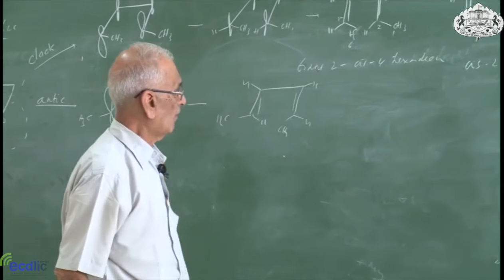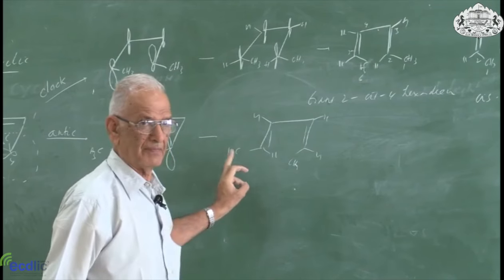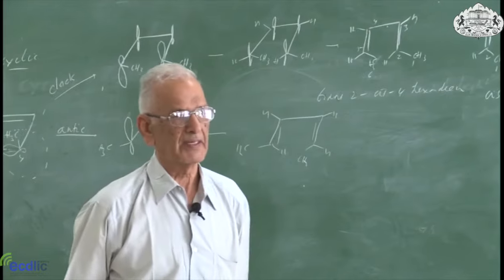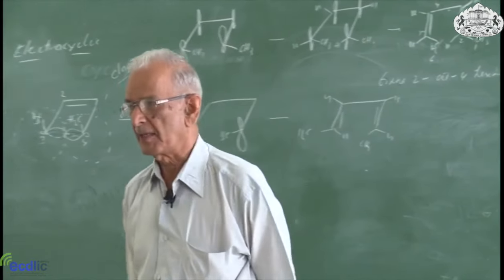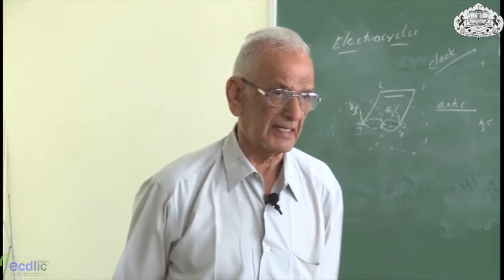In this process, now what will happen? Numbering will start from here. So that will be trans-2, cis-4-heptadiene. So, if the substituents are different, the two processes will give me different products.